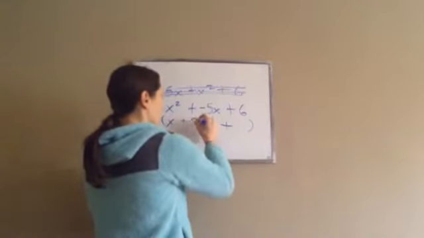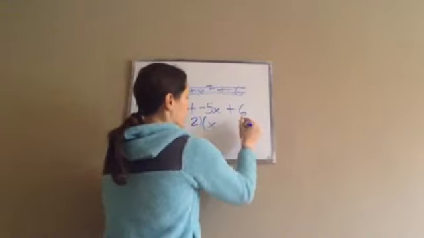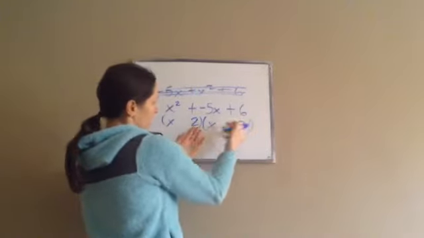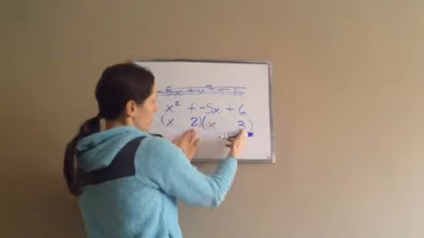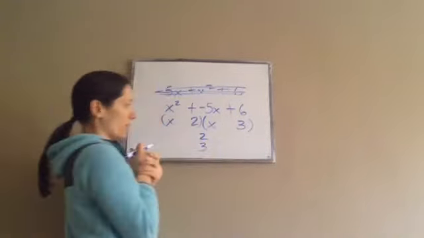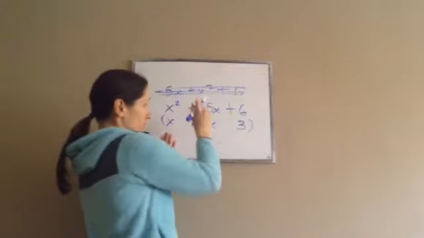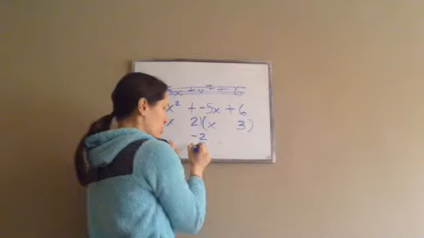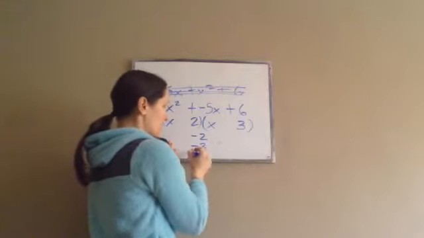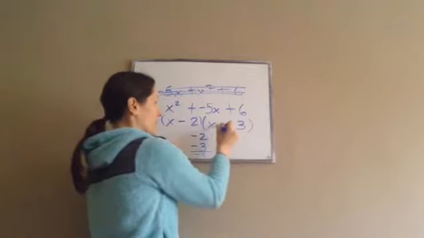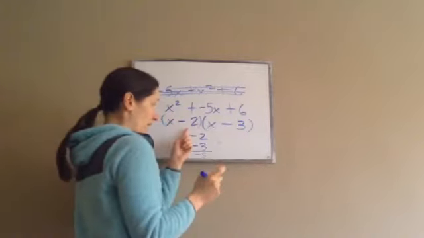So, will 2 and 3 work? Well, let's try that out. 2 times 3 is 6, and we could come up with 2 plus 3 to get 5, so we may be onto something. So we take 2 and 3, our numbers. In order for me to get a negative 5, I would have to have a negative 2 plus a negative 3 to equal a negative 5, correct? So, negative, negative. Now, let's see if that works.